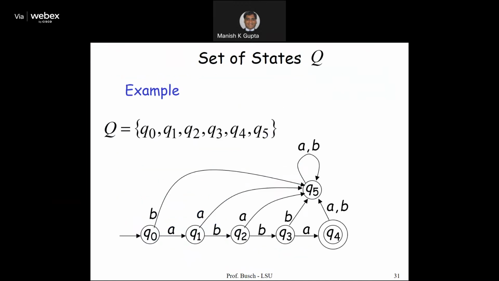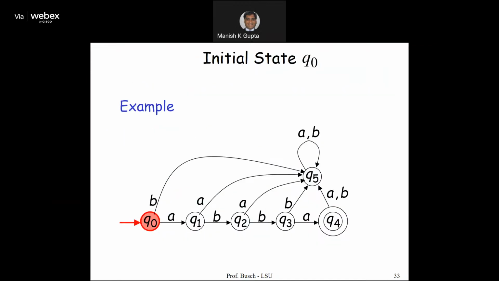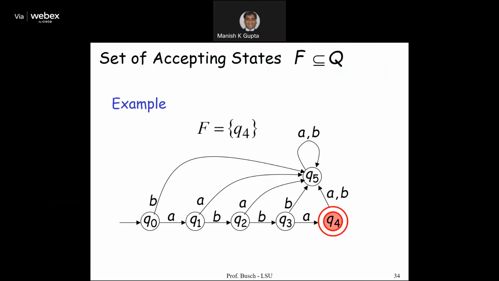So here is an example. In this example, Q is q naught, q1, q2, q3, q4, q5, all the states, so there are 6 states altogether. Sigma is a comma b. The initial state is q naught. The set of accepting states has only one, F equal to q4, which is a subset of Q.